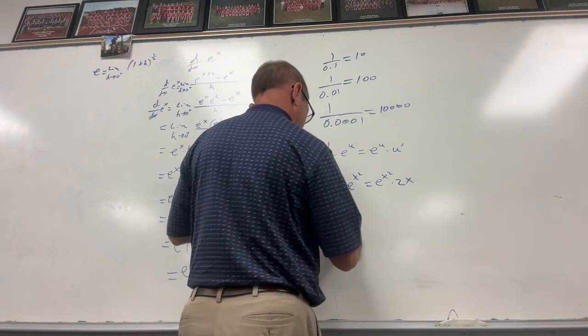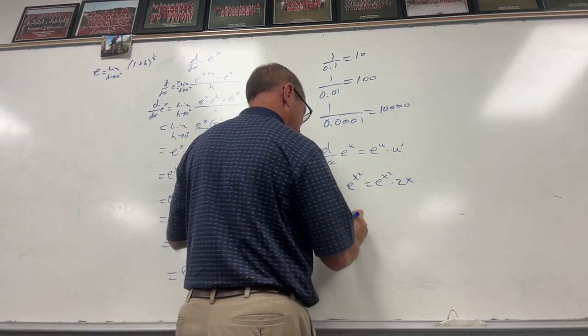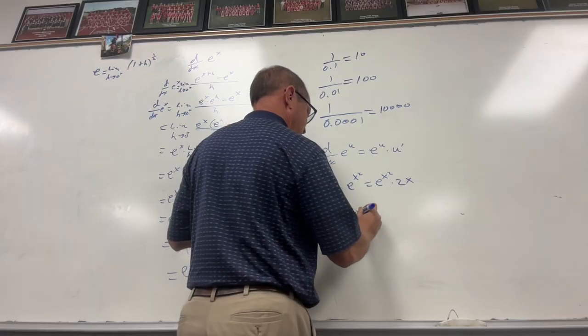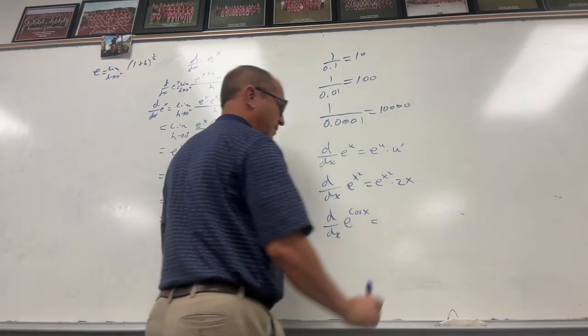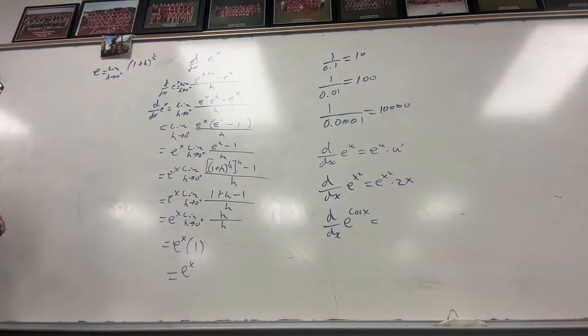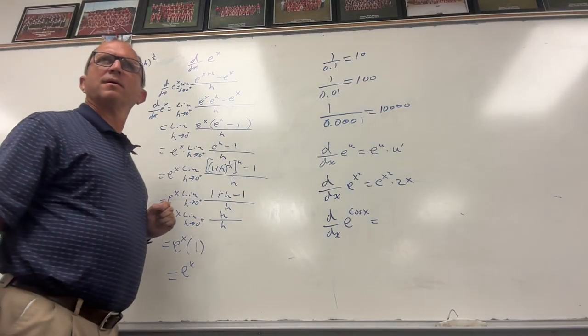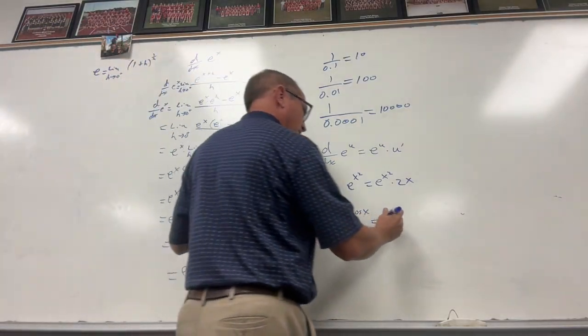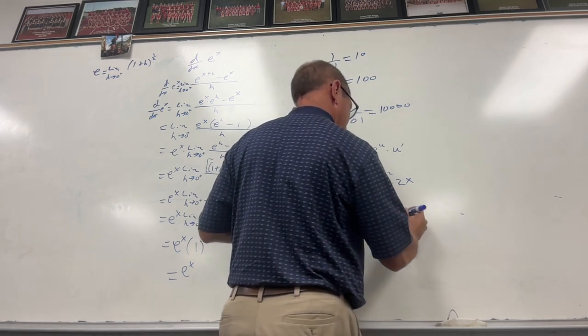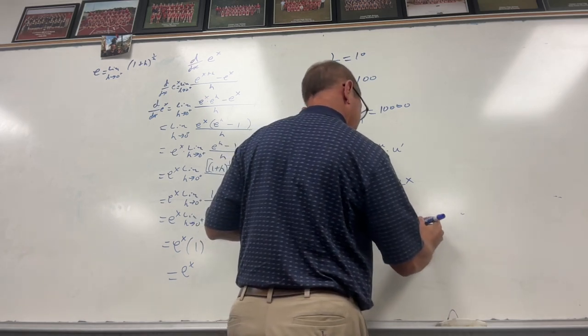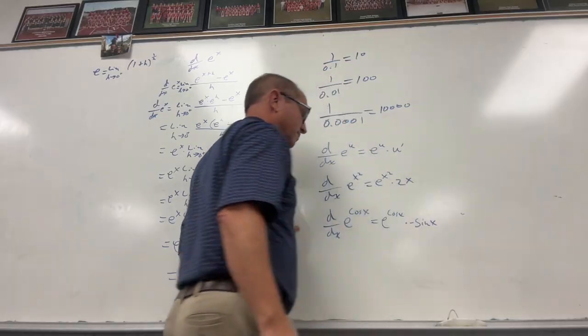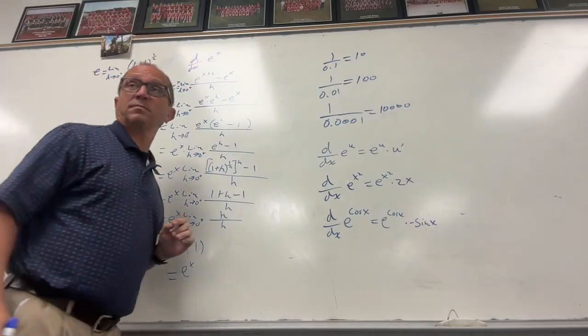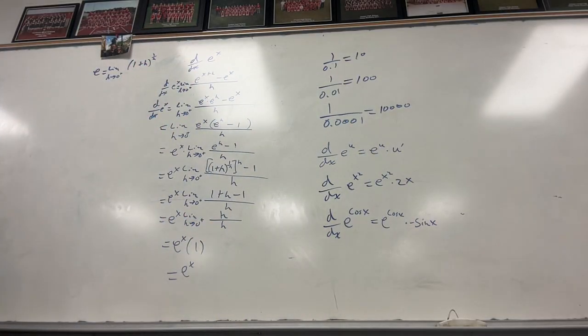The derivative with respect to x of e to the cosine of x is e to the cosine x times negative sine x. Very good. e to the cosine of x times the negative sine of x. How are y'all with that? You made that one? All right.